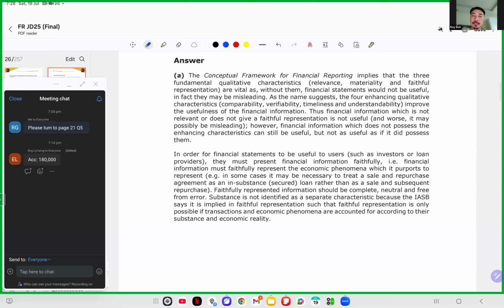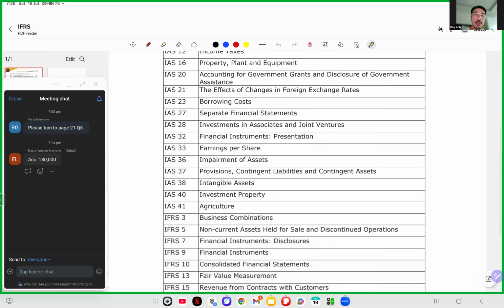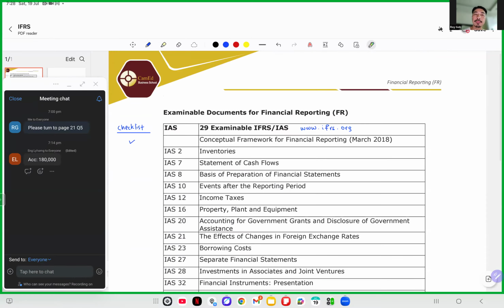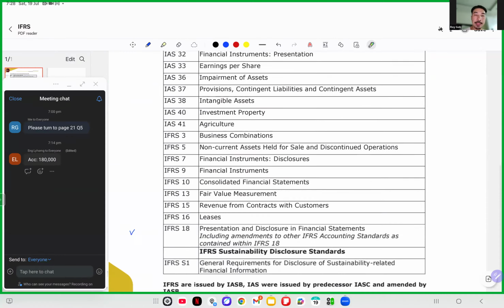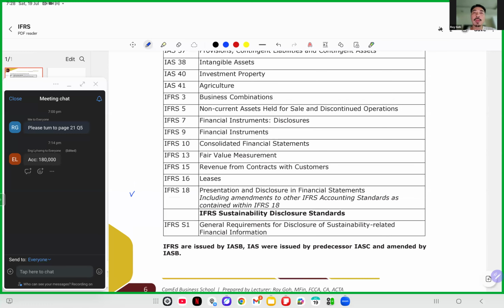Next, turn and you have IFRS 18. Ladies and gentlemen, this is very, very new. When they say IFRS 18, we tick. There are altogether 29 accounting standards in your financial reporting. This paper, 29. We have finished the first, the framework. Now another standard. This is very, very new.